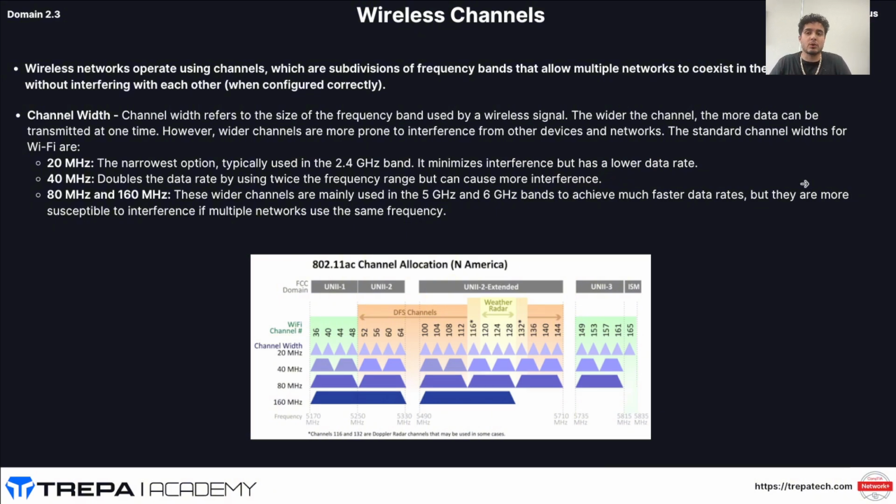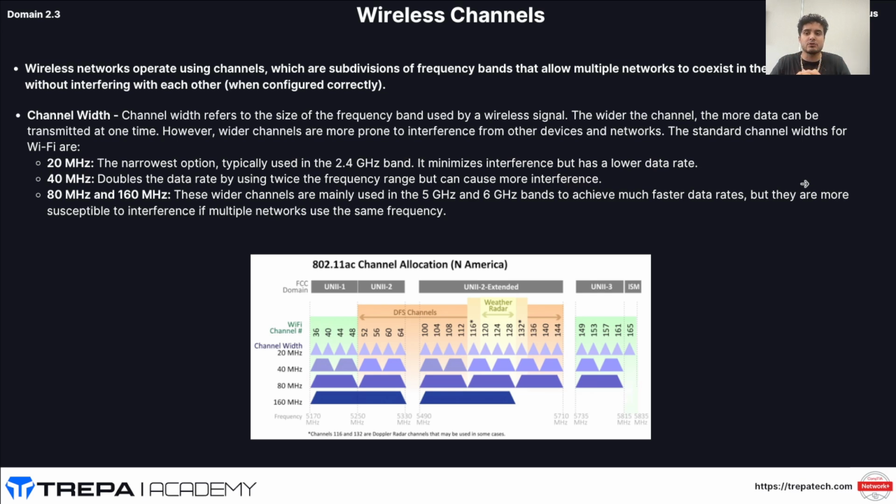So wireless networks operate using channels. So in the 2.4 gigahertz range, we have 20 megahertz channels. That's the most narrow option. So we have 20 megahertz channels in the 2.4 gigahertz range. This has minimal interference but has a lower data rate because the channel is a little bit smaller.